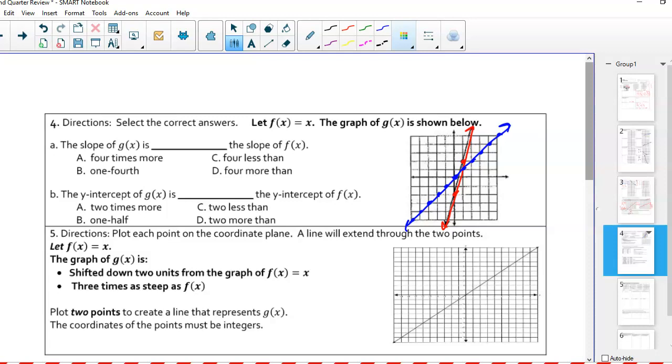This first question is asking about the slope. What is the slope of this red line? The one that was already drawn in. 1/5. No, not 1/5. What am I saying? It should be 4 over 1. So this slope was 4. What is the slope of the original?